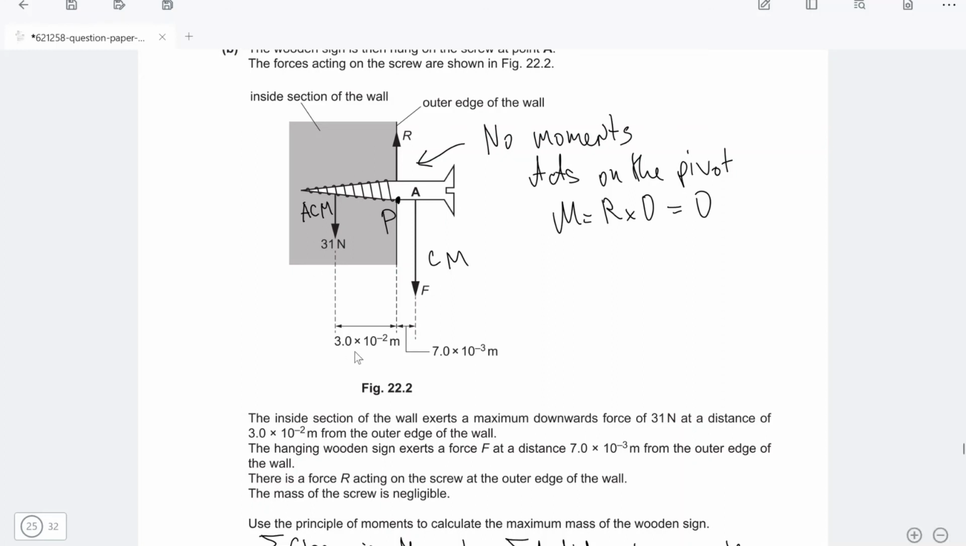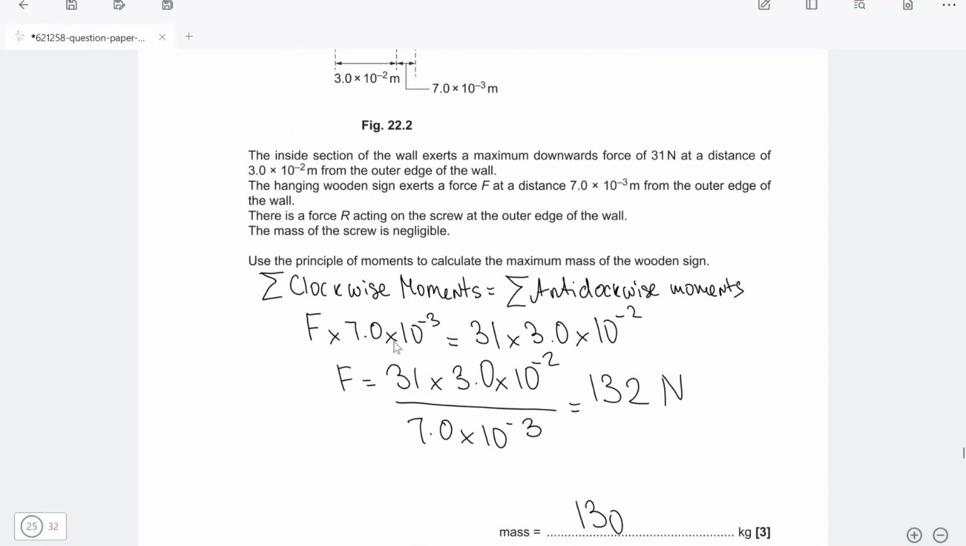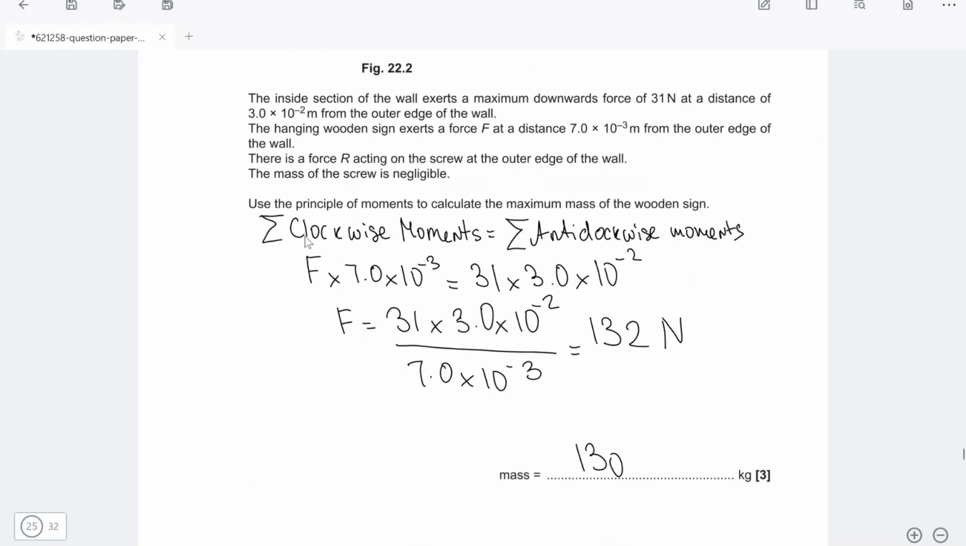Now let's use the principle of moments. The principle of moments says that the sum of the clockwise moments is equal to the sum of the anti-clockwise moments for an object to be in equilibrium.